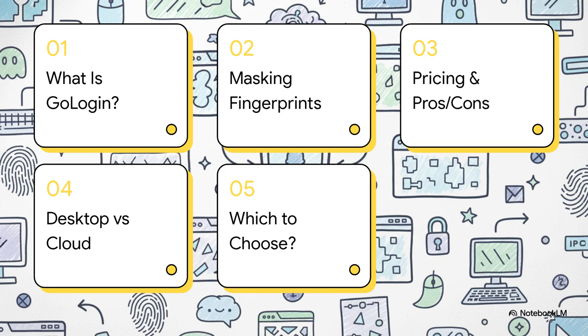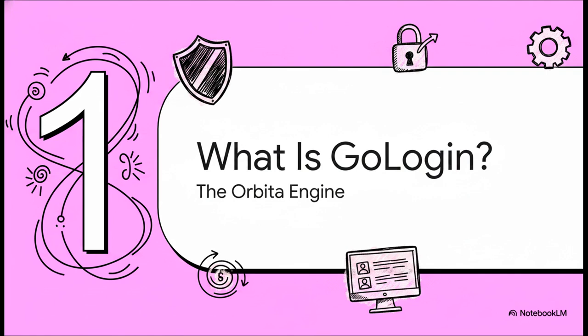First, what is GoLogin? Second, masking your fingerprint. Third, pricing pros and cons. Fourth, desktop versus cloud models. And finally, which browser should you choose? Let's dive right in. Section 1. What is GoLogin? The Orbita engine and browser isolation.